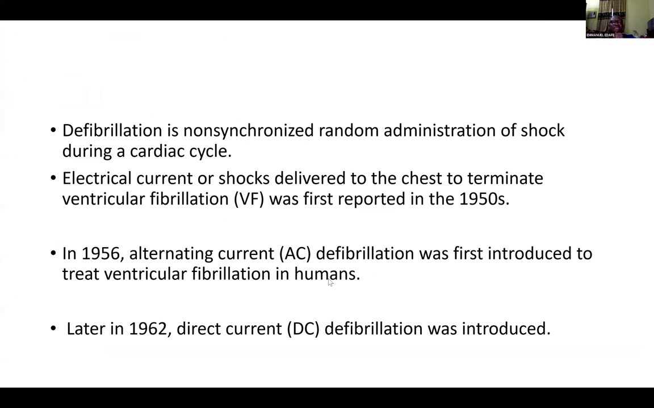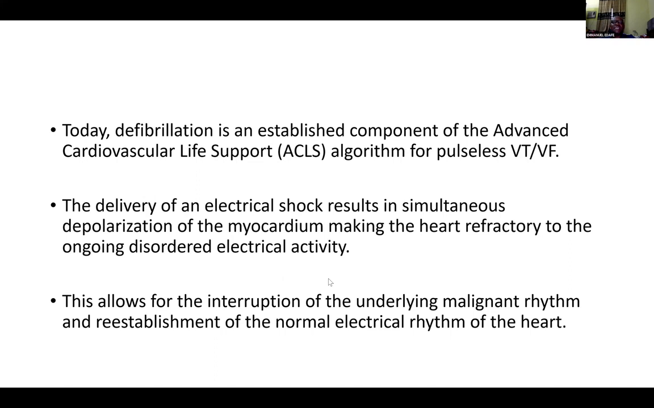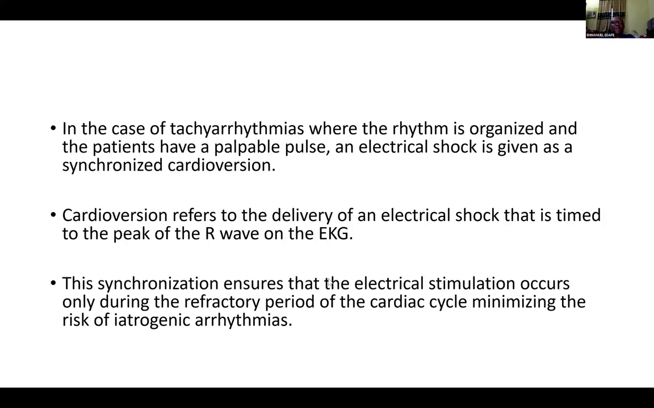Now, in 1956, alternating current was used for defibrillation. But later on in 1962, direct current was introduced. Today, defibrillation is part of advanced cardiovascular life support in both the North American and the European guidelines and every other society guideline, because it saves lives and it has been proven to do so. Now, cardioversion, as we said, refers to the delivery of an electric shock that is timed to the peak of the R wave on the EKG. So that is one of the differences between cardioversion and defibrillation.